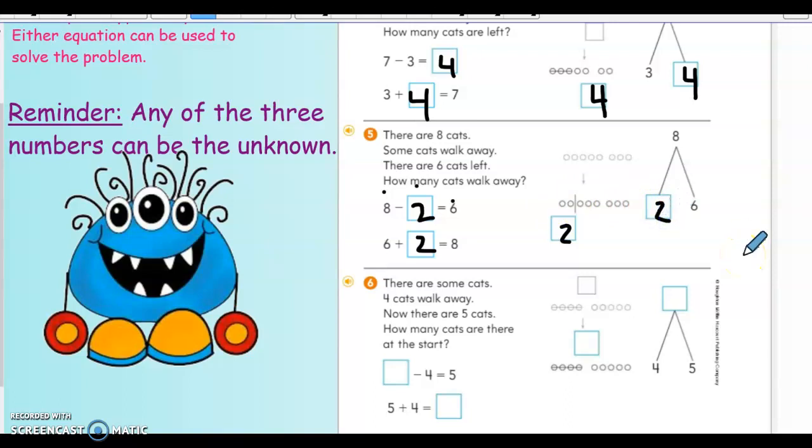All right. Let's do number 6, and then I will send you on your way to continue working. There are some cats. That's an unknown right off the bat. There are some cats. 4 cats walk away. Sounds like subtraction. Now there are 5 cats. That goes over here. Okay, how many cats are there at the start? So right now, I can see from our equations that we have set up, 5 and 4 are the partners. We are looking for the total. Can you see that? The total is missing at the top here. 4 and 5 go together to make what?